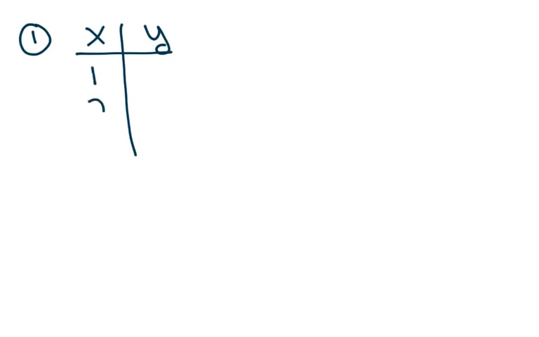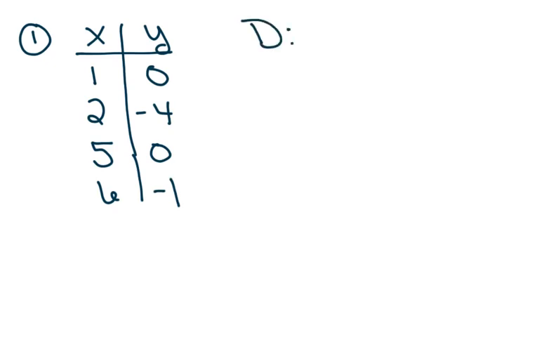So let's go ahead and do an example. I'm going to give us a table. We're going to have our x values and our y values. We're going to have 1, 2, 5, and 6 for our x values. And then for our y values, we're going to have 0, -4, 0, and -1. So the question is, what's the domain? What's the range? And then is it a function?